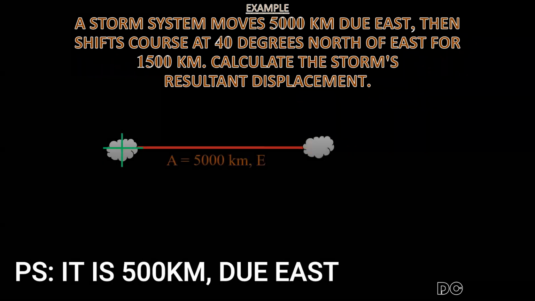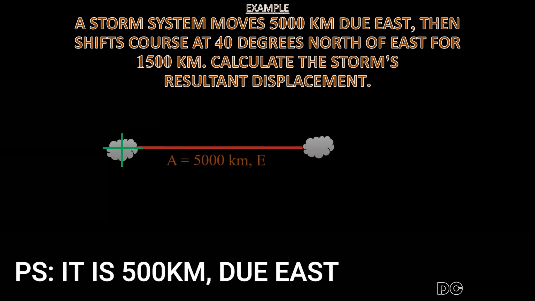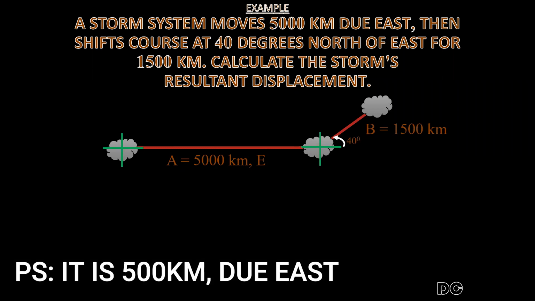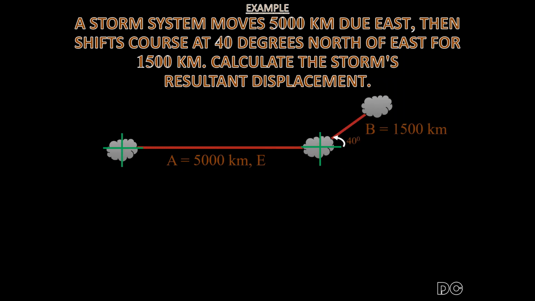And then after the 5,000 kilometers due east, it moves 40 degrees north of east. So starting east, then it moves forward to the north. And that is the 1,500 kilometers, 40 degrees north of east. The question is, what is the resultant displacement of the storm? This is how we illustrate the movement of the storm and its resultant displacement.